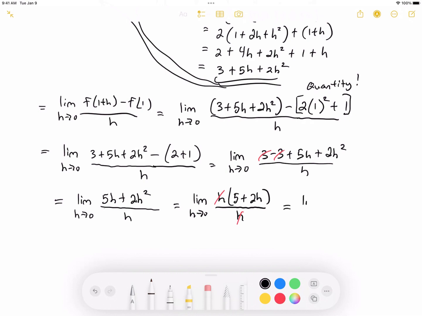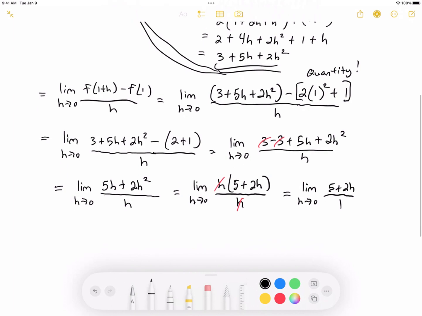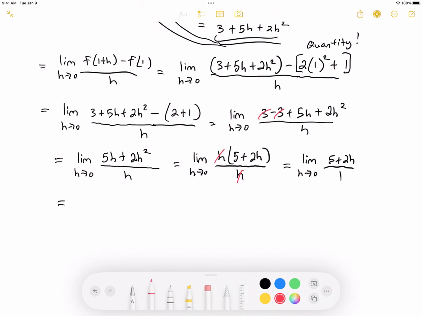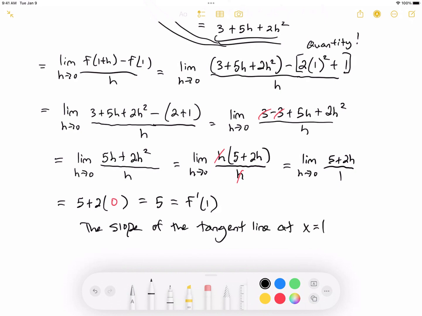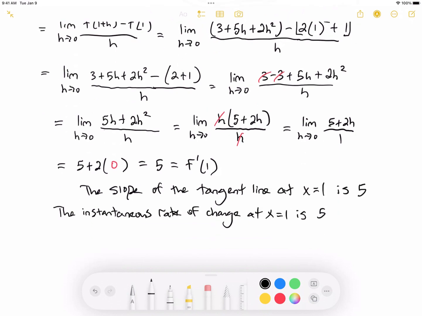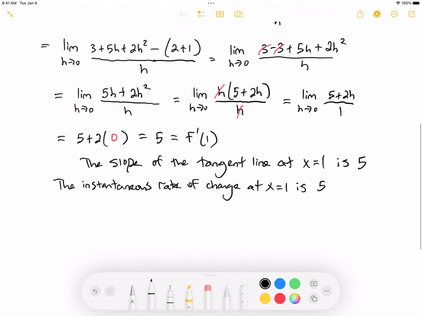That's good because ultimately we want to be able to plug in h equals 0. Let's see what we have left now. Looking at this, we don't have a 0 in the denominator if I plug in h is 0. So we'll just plug in h is 0 at this point. We evaluate and we get 5. So 5 is f prime of 1, which is the slope of the tangent line at x equals 1. We could also say that it is the instantaneous rate of change at x equals 1.